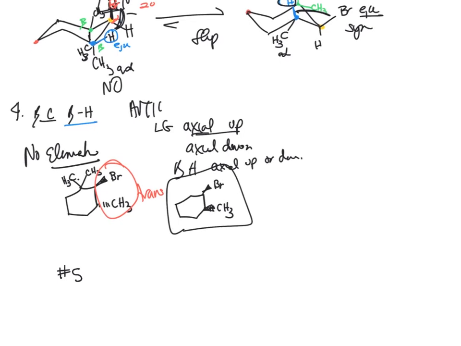All right, so I'm going to draw my chair, and I'm going to put the Br up. That's axial up, and then I'll put this CH3. This is equatorial up. So these have to both be up or both down. Okay, and then the ring flip. Now this is going to go up here, and this CH3 is going to go down. So I start here.